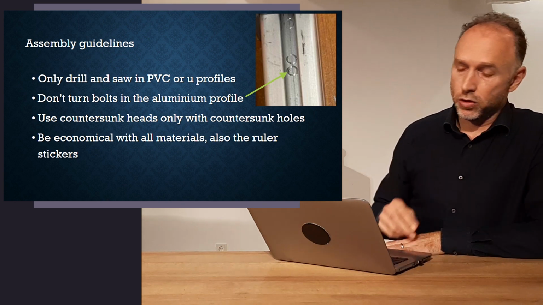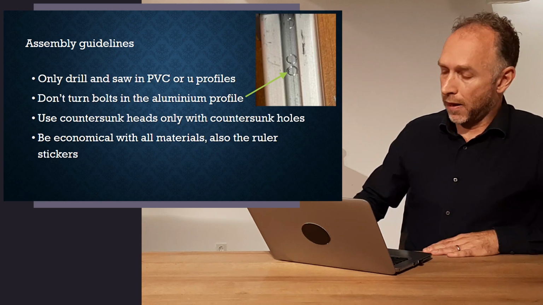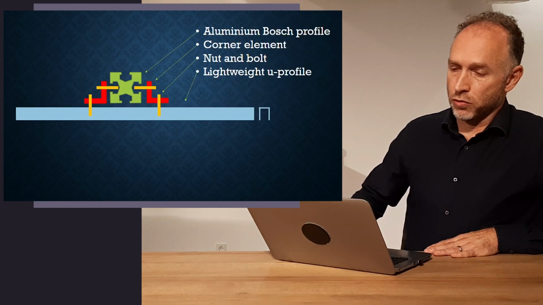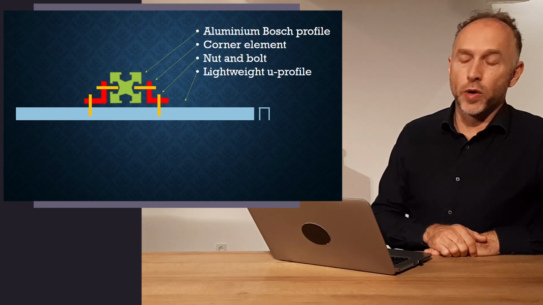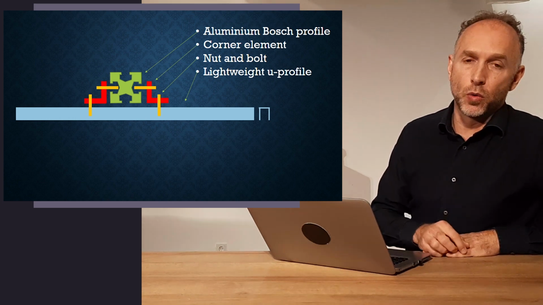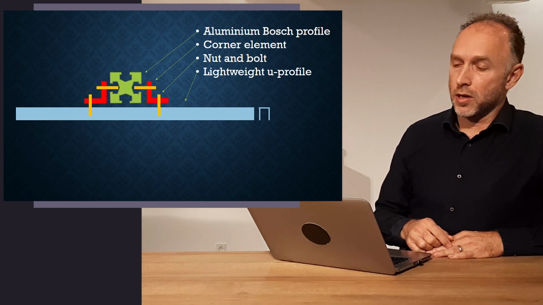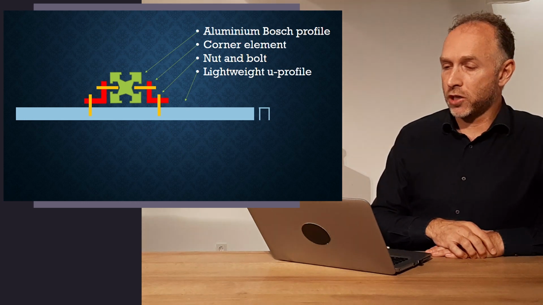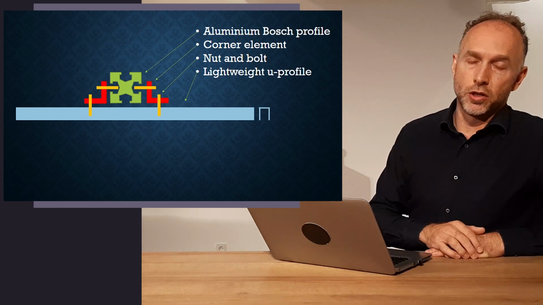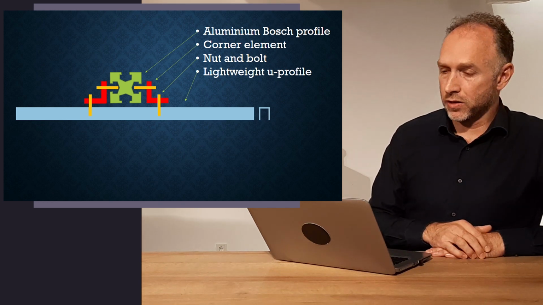And then I want to show you two design examples that you might find useful. First of all, how to attach the lightweight U-profiles that you will use for your catapult arms. You can attach them to the Bosch profiles as shown in the picture. You just use two corner elements and four sets of nuts and bolts.